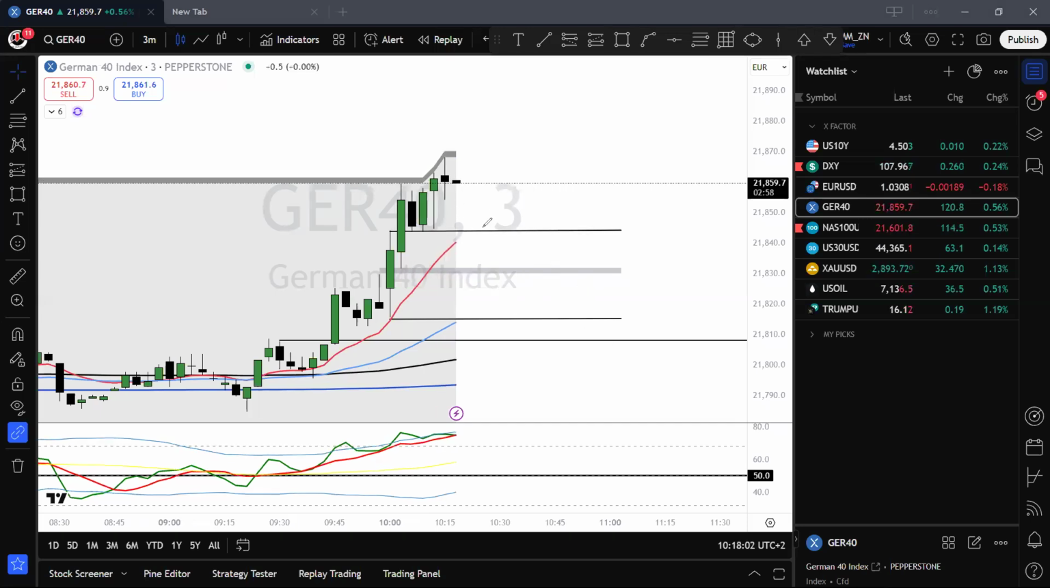So let's see. I've got 2 points of interest, which are the high of the London session open candle, which is in line with the 13 EMA, and that imbalance inside the London open session candle range, this level. So these are my 2 points of interest. Let's see what will happen here.